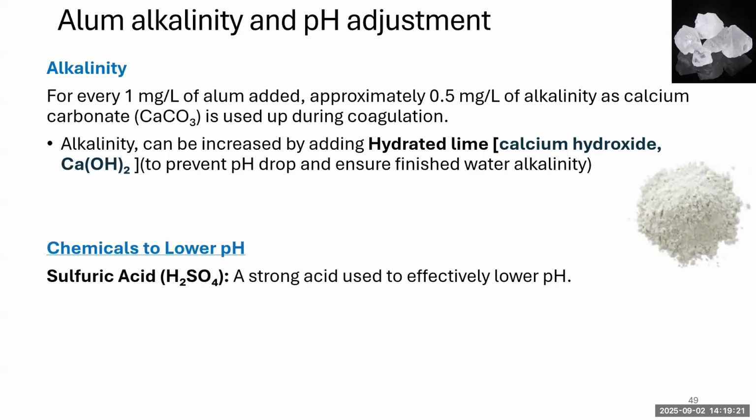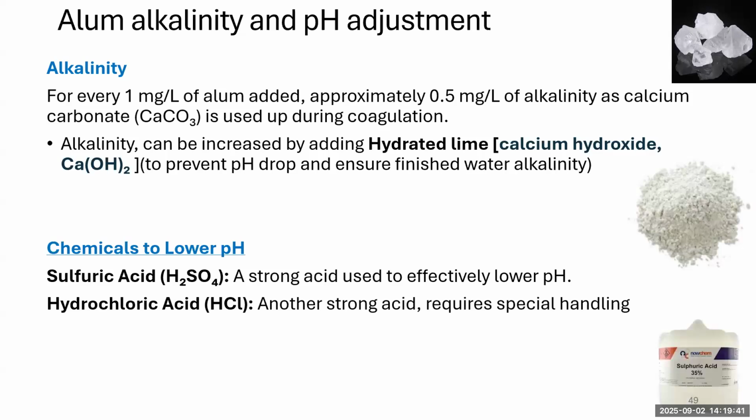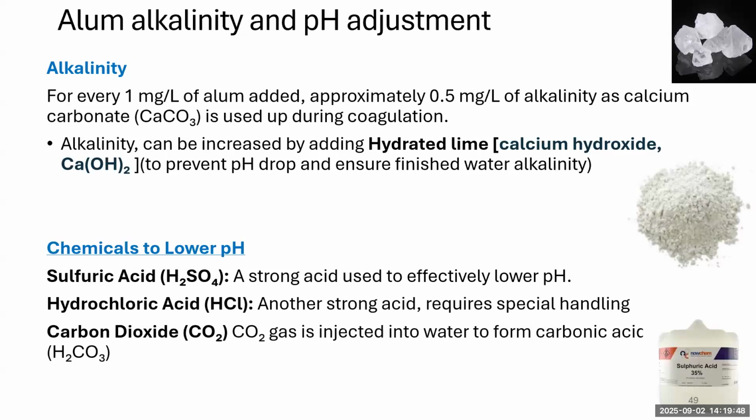To lower pH, there are some different methods. The most common is adding sulfuric acid to lower the pH. So if we have a pH of 6.8 and we want to get it down to 5.8, we would add some sulfuric acid to get that pH into the right range for alum to work, if we're using alum. Some other types would be using hydrochloric acid. That's a strong acid, and it could be hazardous if it's not handled correctly.